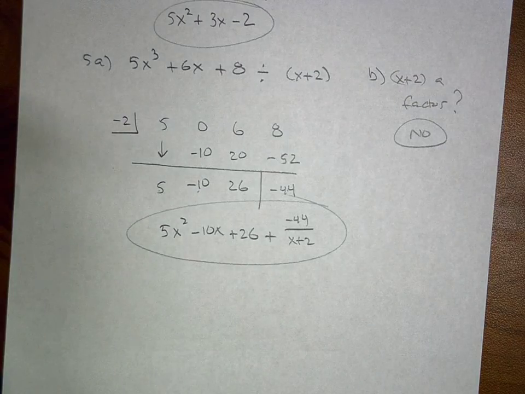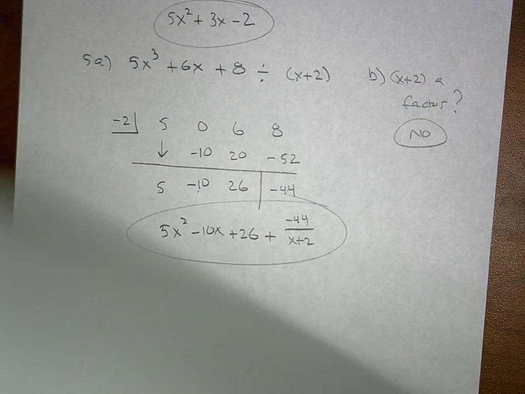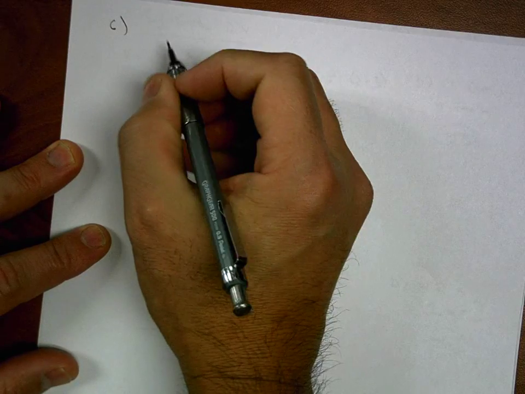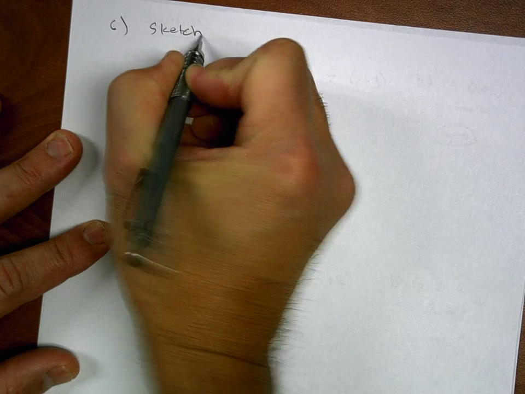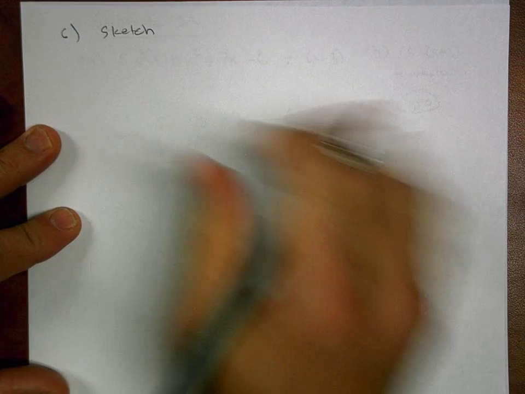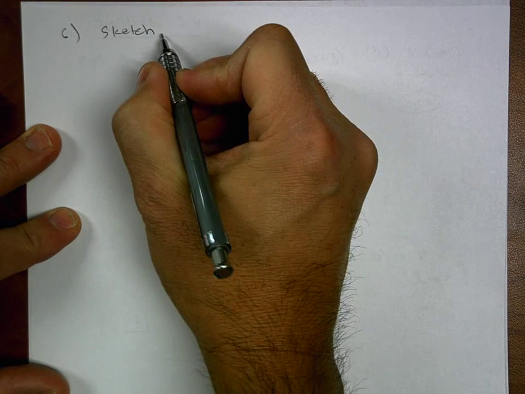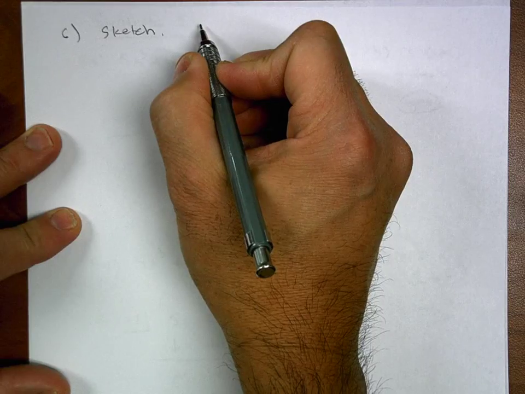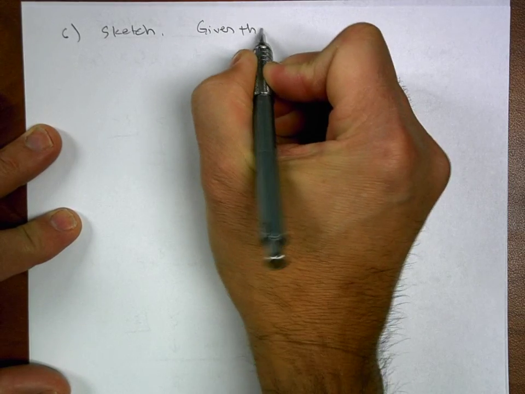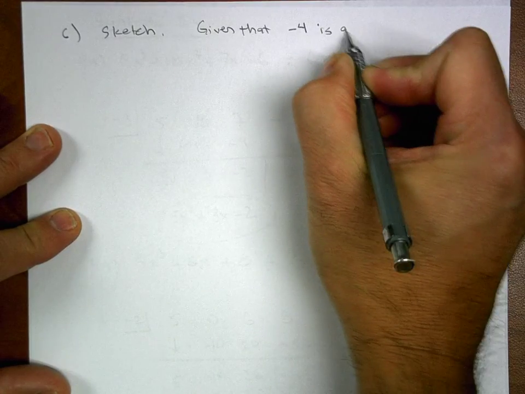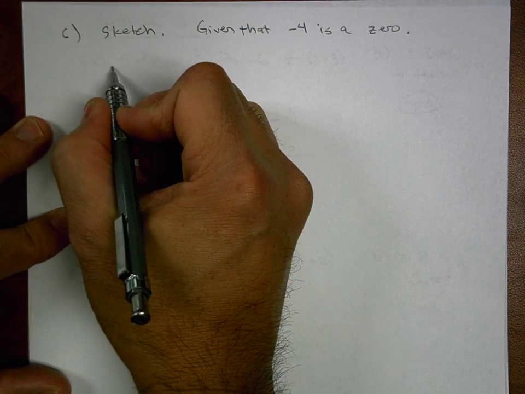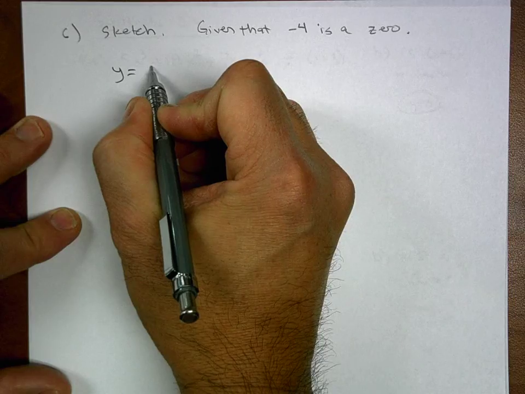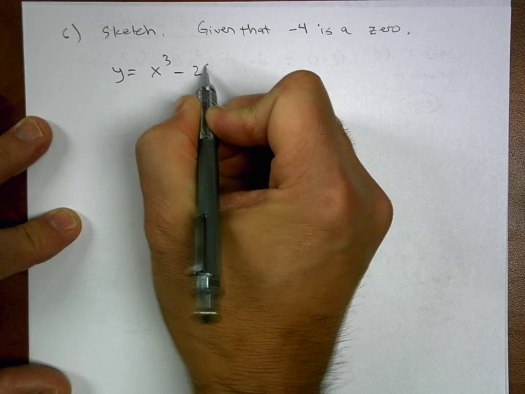Okay, we need to do 2 more. Okay, number 6. So you're going to sketch this graph. And we know how to sketch because we can do cross bounds, right? But I'm going to make it a little easier, given that negative 4 is a 0, an x-intercept. All right? So y is equal to x cubed minus 28x minus 48.